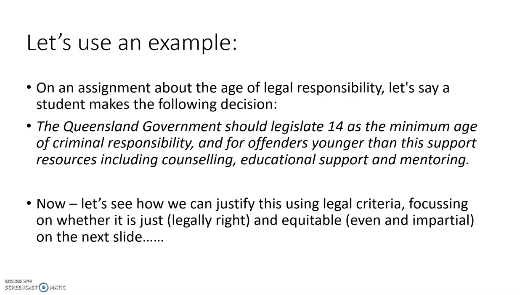So let's say I've made a decision here. The Queensland Government should legislate 14 as the minimum age of criminal responsibility, and for offenders younger than this, support them with resources including counselling, education, support and mentoring. So that's my decision. Now, having made a decision, we've got to justify that using legal criteria. Is it legally right, and is it equitable, even and impartial?